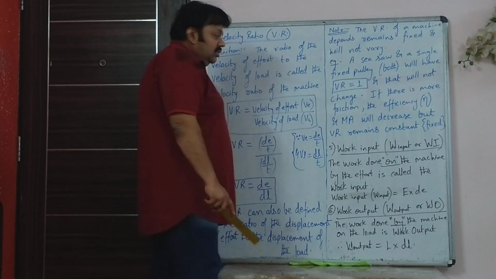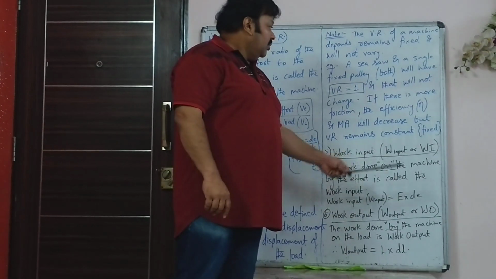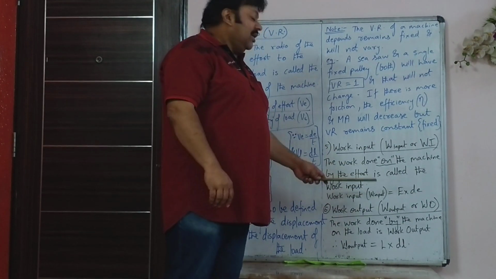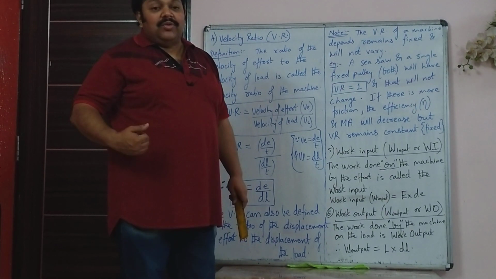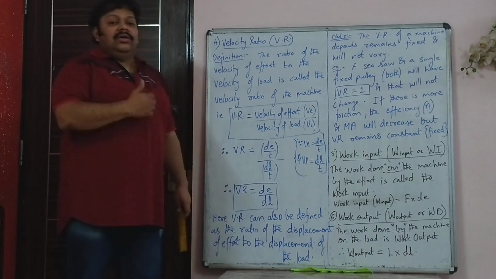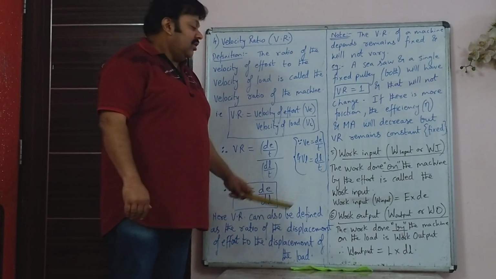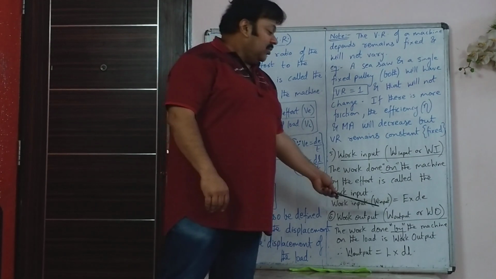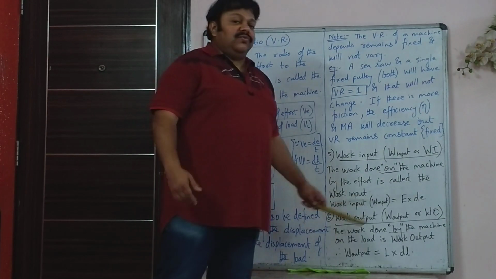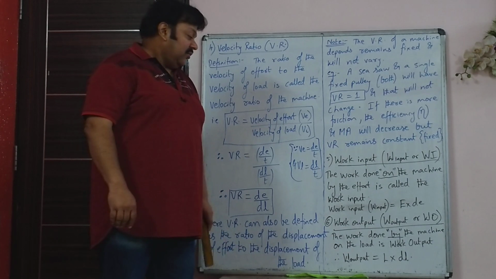Now work input. Work input is denoted by Wi or W input. The work done on the machine by the effort. So work input, we had seen in the first slide of this chapter, on the input side you have effort. The work done on the machine by the effort is called work input, and the work input formula is effort into displacement of effort. Basically, work is force into displacement. So work input is effort into displacement of effort.